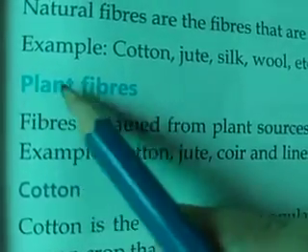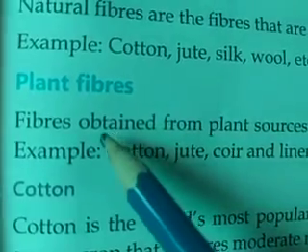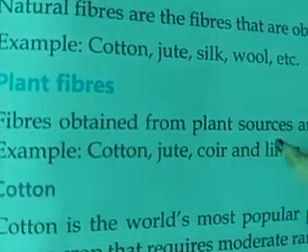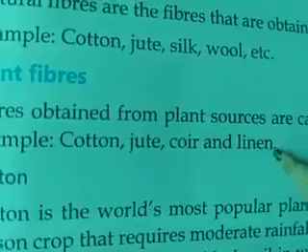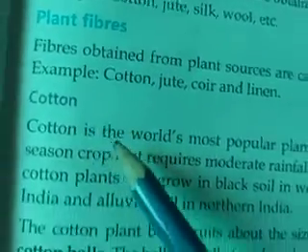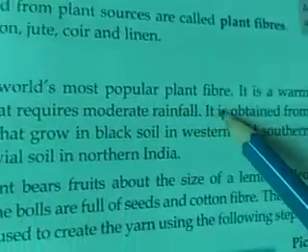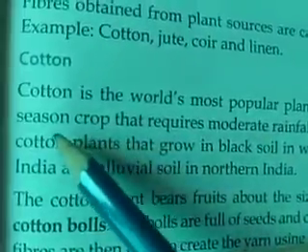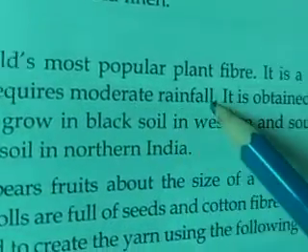The first one is plant fibers. So plant fibers means fibers obtained from plant sources. Example, cotton, jute, coir and linen. First one is cotton. Cotton is the world's most popular plant fiber. It is a warm season crop that requires moderate rainfall.